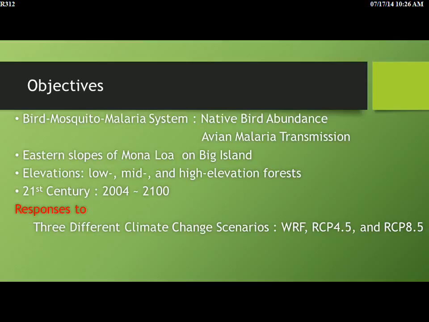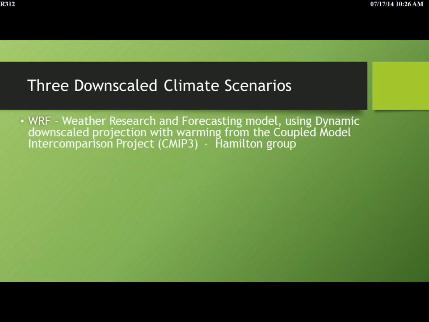One is WRF. I think that's what my dog says when he's hungry. We'll talk about these in a second. The other two are RCP 4.5 and RCP 8.5. So three different, some way at least to bracket what may happen in the future in terms of climate.